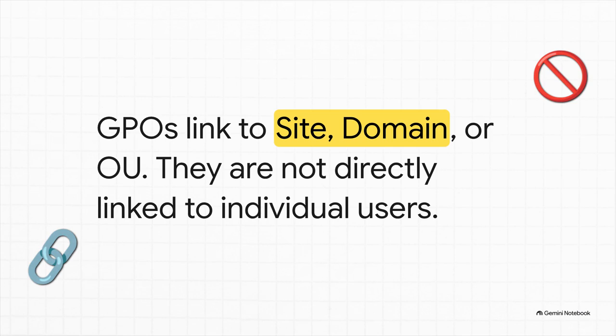But here's where people often get a little tripped up. To apply all those rules we just listed, you don't link a GPO directly to Bob in accounting or to Bob's specific laptop. They literally do not link directly to individual users or computers. Instead, GPOs are applied based on the Active Directory container where that account lives. So they link to a site, to a domain, or to an OU, which stands for Organizational Unit.